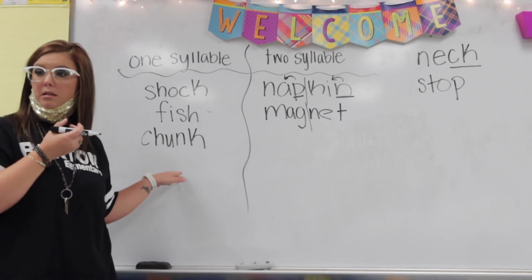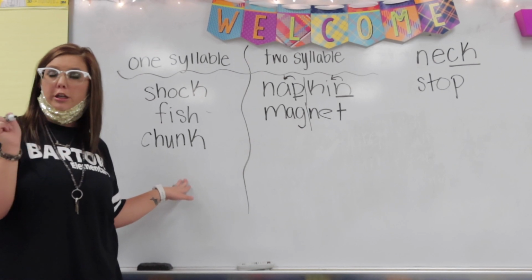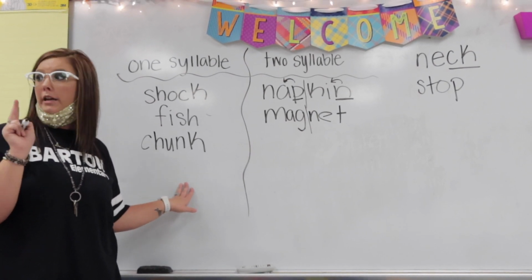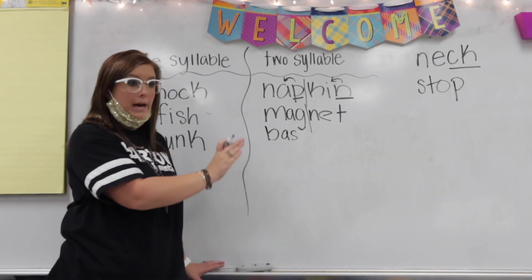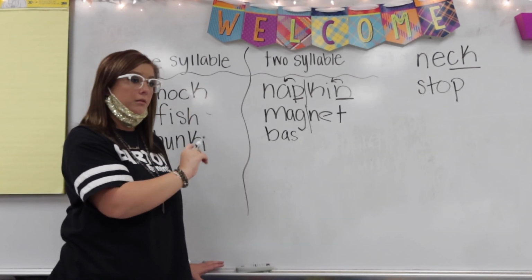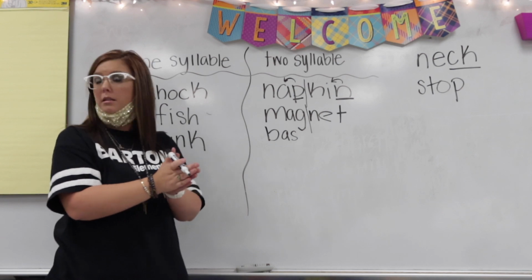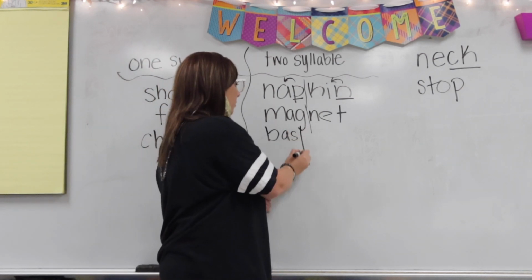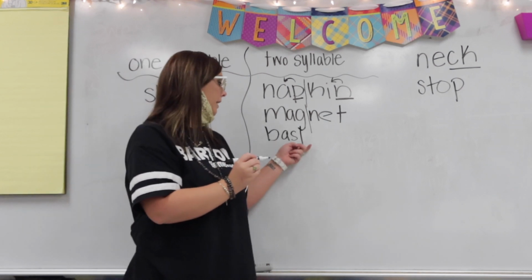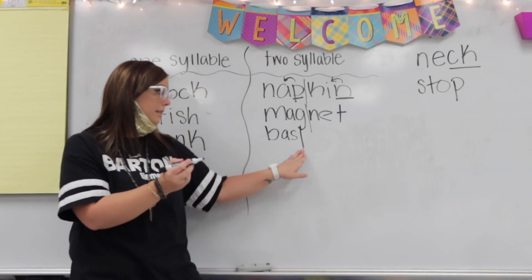What about basket? Basket. One or two? Show me on your fingers. It is two. What is the first syllable in basket? Bas. Like a bass, like a fish. Bass. Like a big bass. And we said our second syllable is what? Basket.